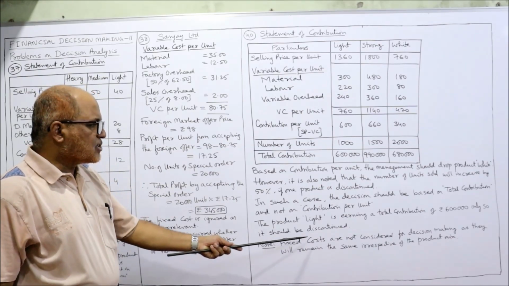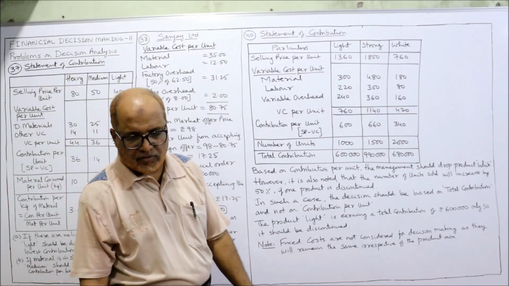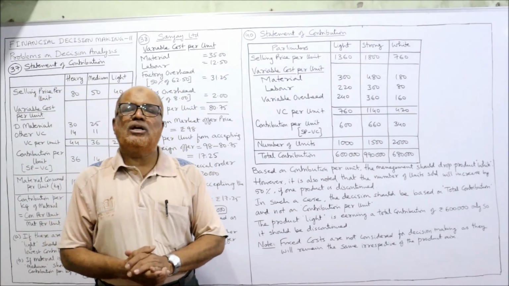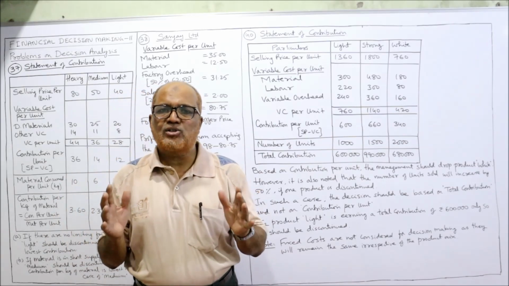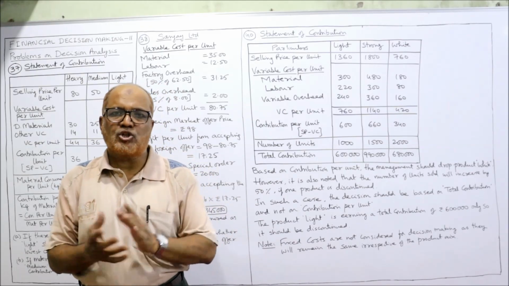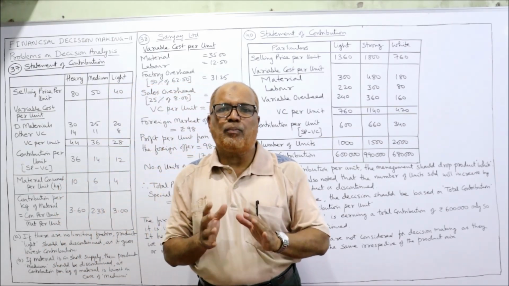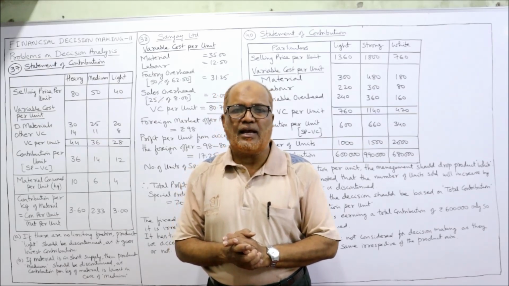And note, fixed costs are not considered for decision making as they will remain the same irrespective of the product mix. Whatever change in the product mix, the total fixed cost will remain the same. That is our assumption in decision making problems. So totally I have completed 40 problems on CVP analysis.